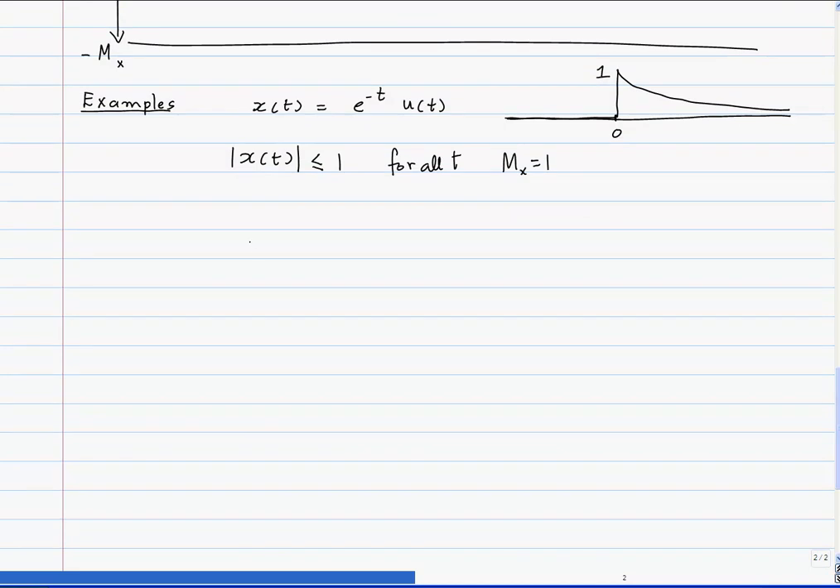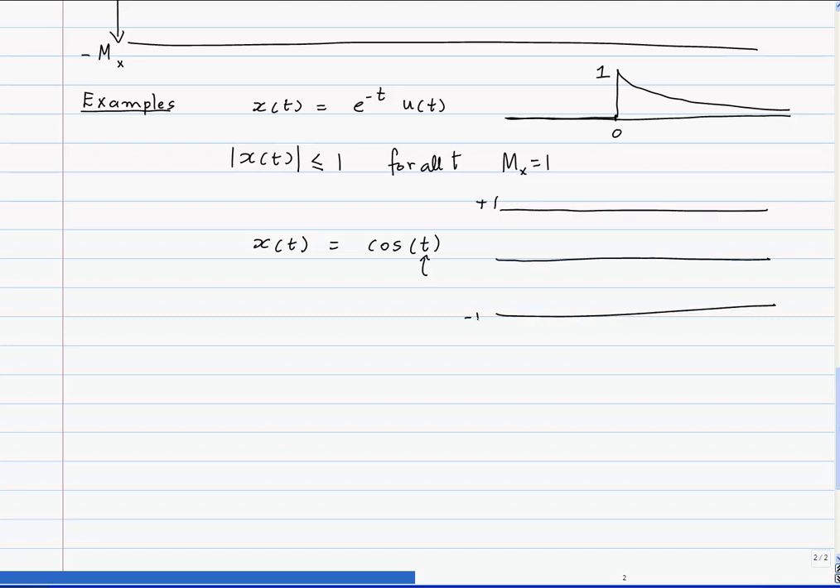Here is another signal that's bounded. x of t is equal to cosine t. This signal is always bounded between plus 1 and minus 1, no matter what t is. t can become very large or very small, it can become negative, it can become positive. In all these cases, cosine of t never exceeds plus 1 or falls below negative 1. So in this case also m sub x is equal to 1. These are a couple of signals that are bounded.